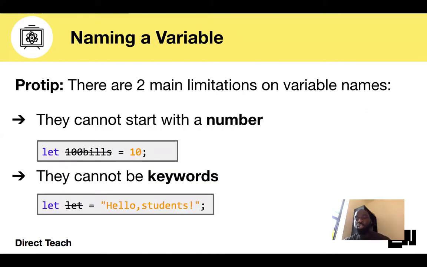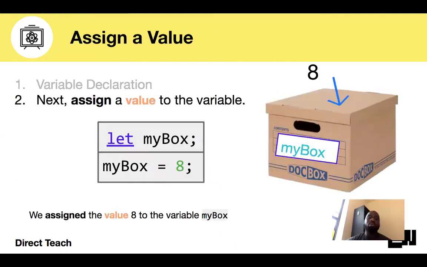right? So there are 2 limitations to creating variable names. One is that it can't start with a number, and then another is that it can't start with keywords. We know let is a keyword, and we'll learn more about keywords later and other keywords that exist in JavaScript. Right? So once you make the box using the keyword let and the variable name, in this case, the variable name is my box, you have to assign the variable a value, right? So in this case, we have assigned the value of 8 to my box with our variable. So now the value of this variable is 8.